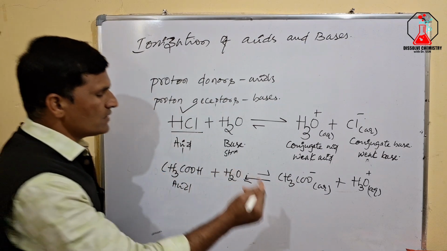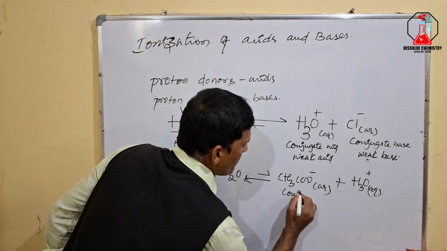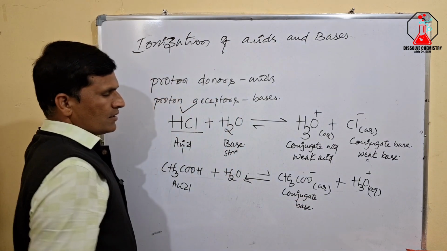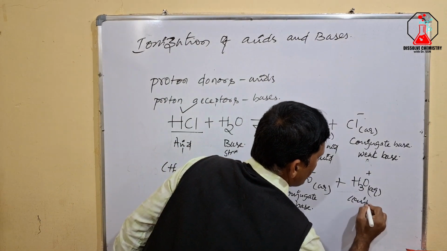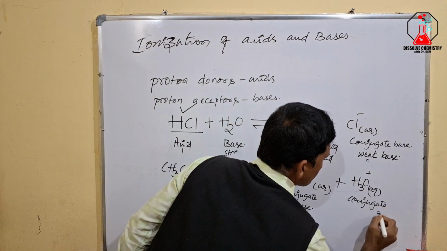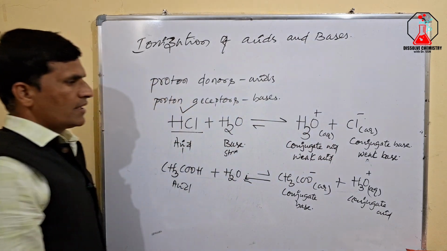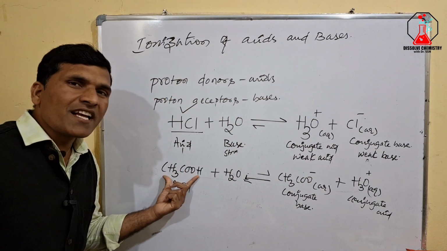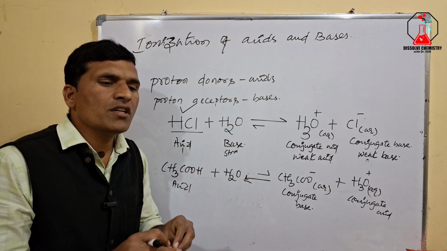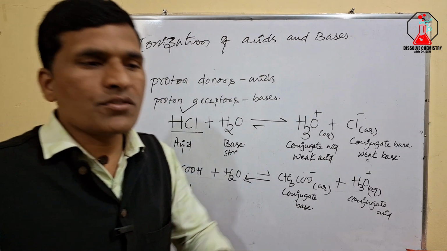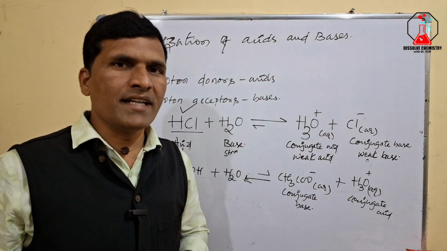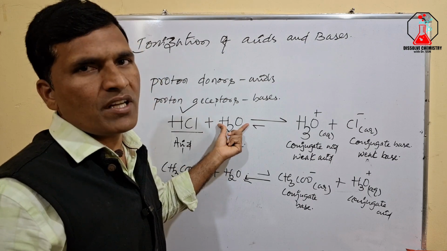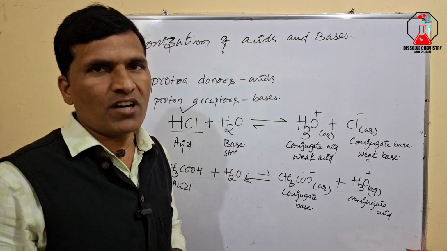What is the reason for this? This is your conjugate base, and this is the conjugate acid. Now this acid is weak because it donates only a few protons, meaning it dissociates to a very small extent. Is there anything wrong with the water? Because here also we have taken the same water.